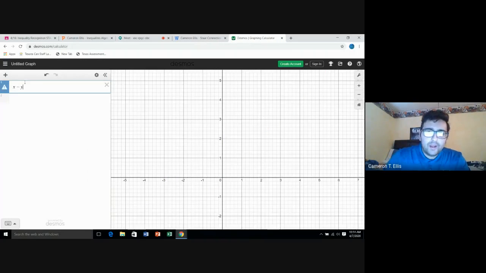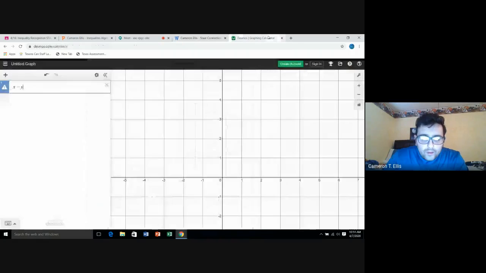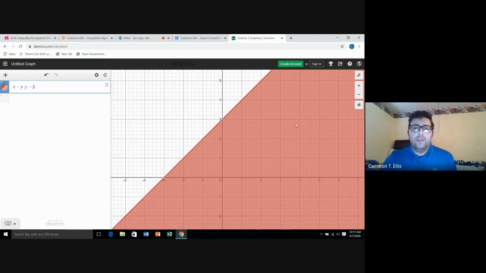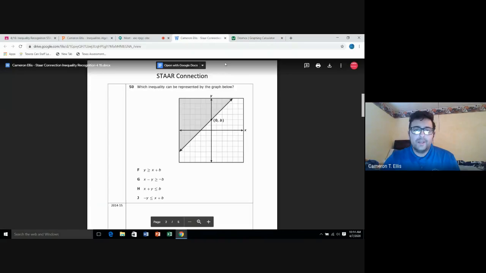X minus Y greater than or equal to negative, whoopsie, negative 3. Okay, that one looks kind of similar, but it's the wrong portion shaded. So I like F, I don't like G.